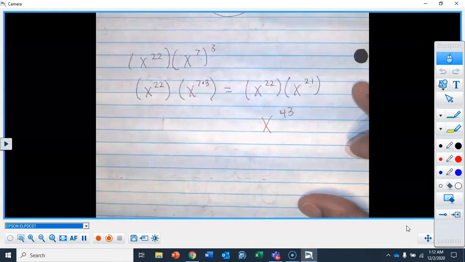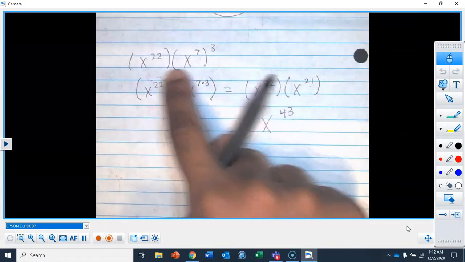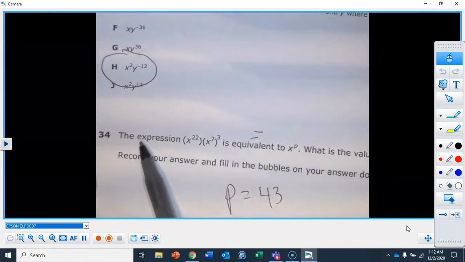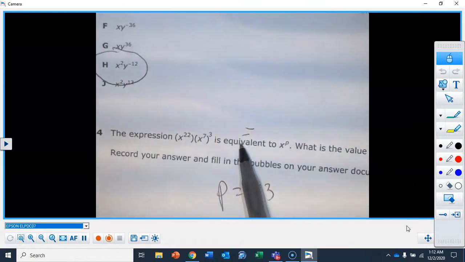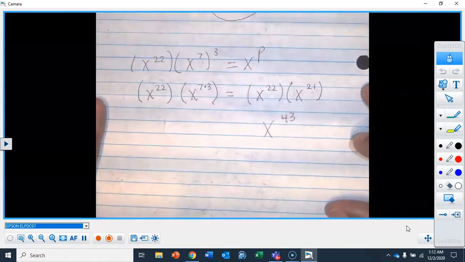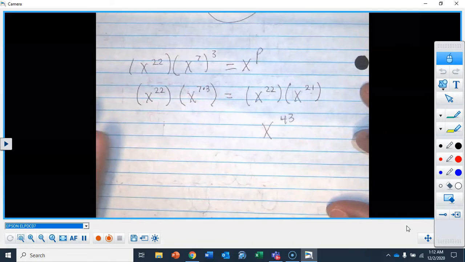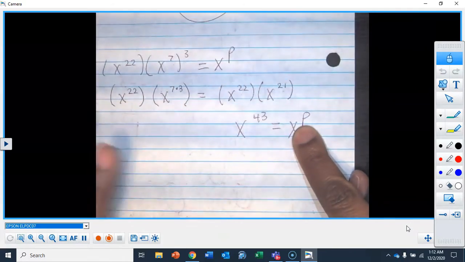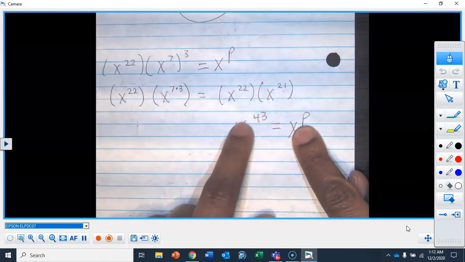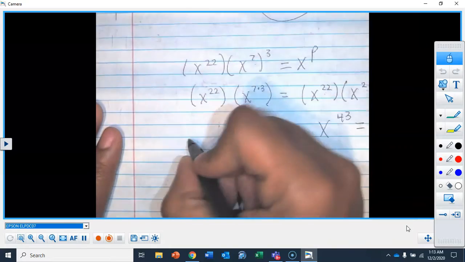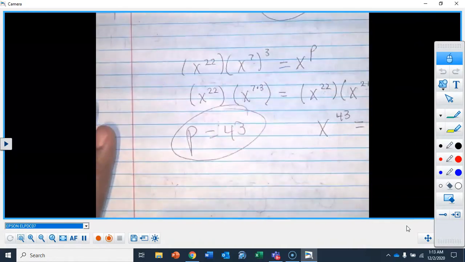Y'all see that? And remember, in the problem it said that this expression is equal to x to the p. The expression, this, is equal to this. So if I set this equal to x to the p power, and I'm trying to figure out p, I did my math, that means that the p, sorry this is written so poorly, this p is equal to 43. So forget about the x's, they just want the p value, it's this exponent 43. So the answer is p equals 43.